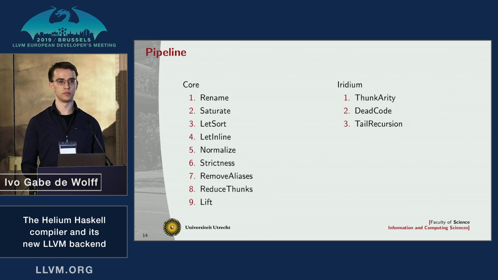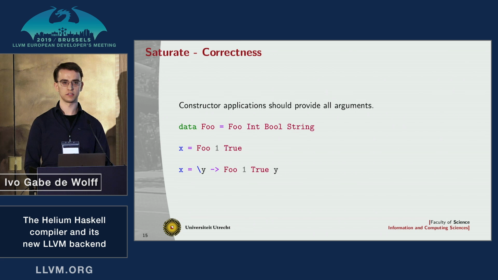And after Core we go to Iridium, and Iridium is compiled to LLVM. The first pass in Core is the rename pass, which will ensure that all variable names are unique. That's not that special, so let's go to the second pass, which is saturate. This is a pass which you do for correctness.